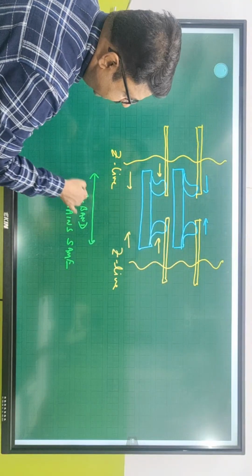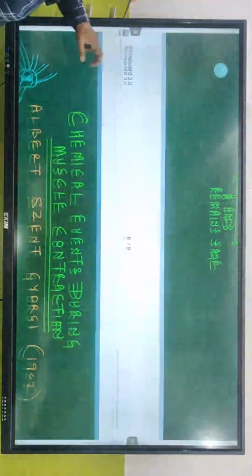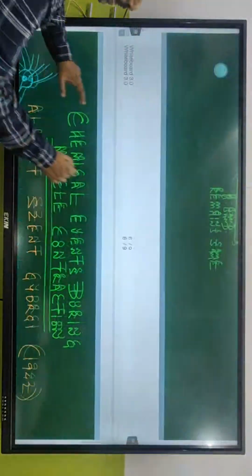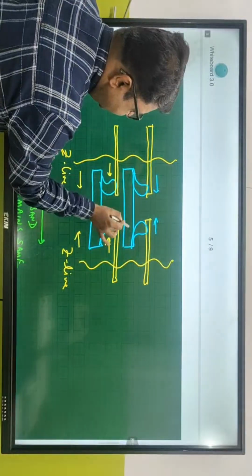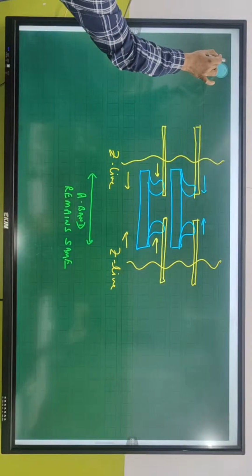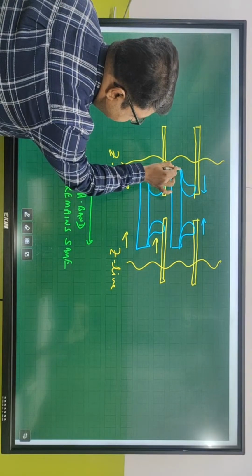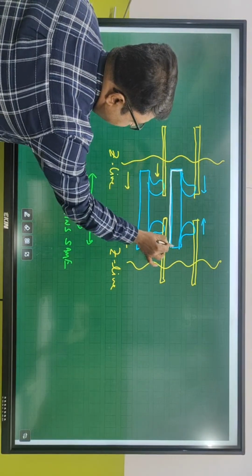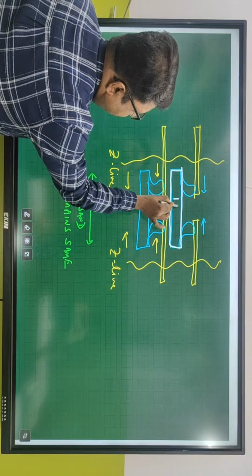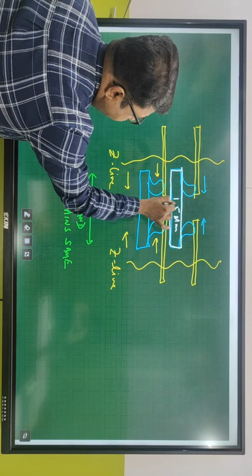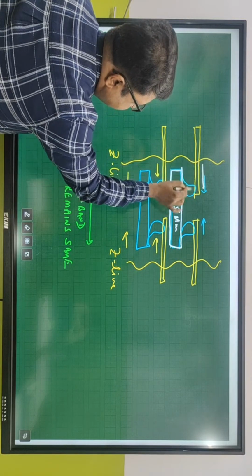The A band remains the same. Who is the A band here? The myosin head. So the myosin head is going to remain the same, with no change. And what is the size of the myosin? 1.5 micrometer. What is the size of the actin filament?